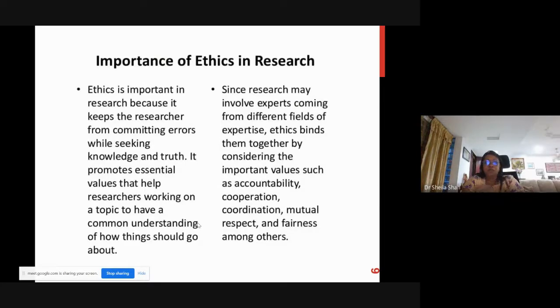Why is it important? The importance of ethics in research is that it keeps the researcher from committing errors. You cannot commit errors while seeking knowledge and truth. Like in this case, she made an error. It promotes essential values that help researchers working on a topic to have a common understanding on how things should go about. So it will give you a picture when all these are taken care of.